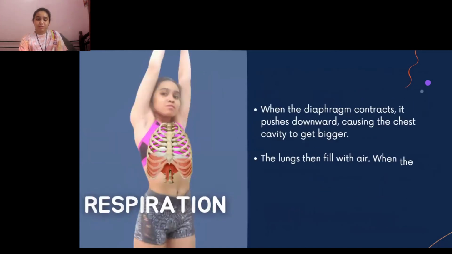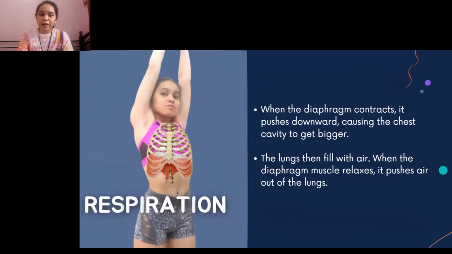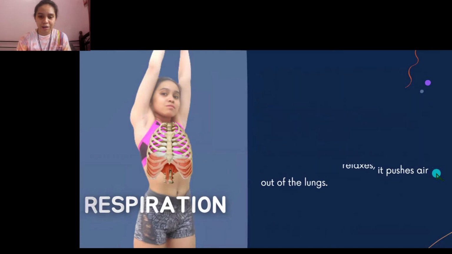Next is respiration. Breathing involves the use of the diaphragm muscle. The diaphragm is a dome-shaped muscle located below the lungs. When the diaphragm contracts, it pushes downward, causing the chest cavity to get bigger. The lungs then fill with air. When the diaphragm muscle relaxes, it pushes air out of the lungs. When someone wants to breathe more deeply, it requires help from other muscles, including those in the abdomen, back, and neck.